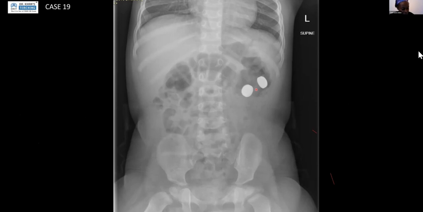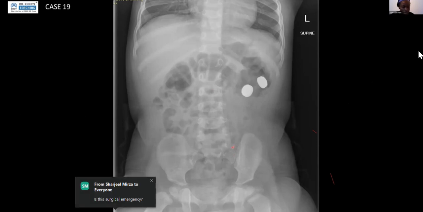And important negatives, like you said, are to look for any features of pneumoperitoneum to suggest perforation. And then I also look for any bowel obstruction as well. But this is a non-specific bowel gas pattern.